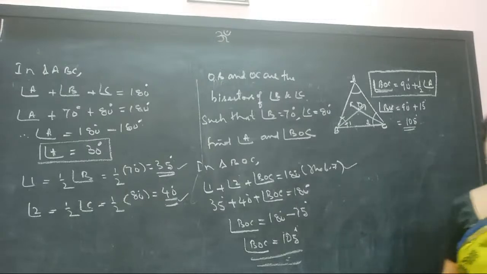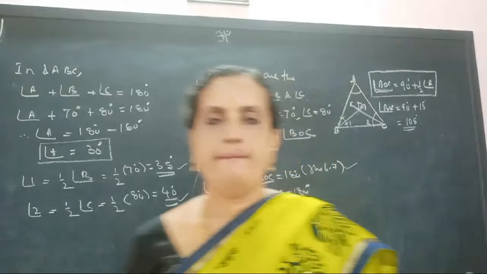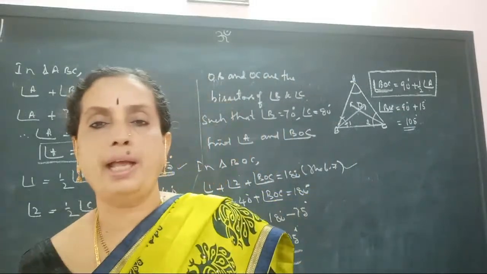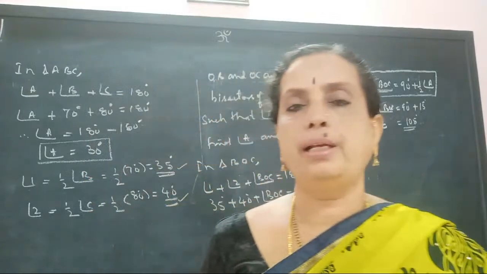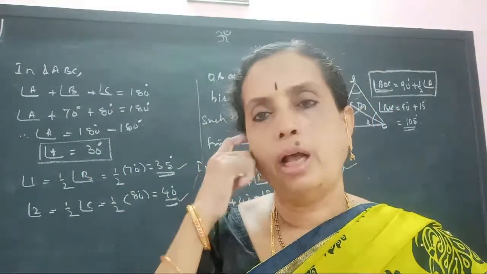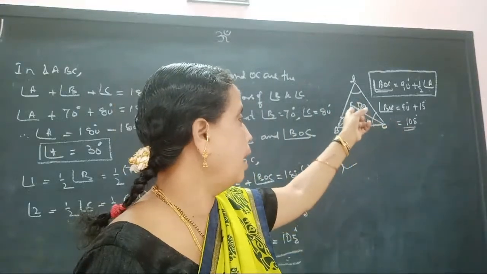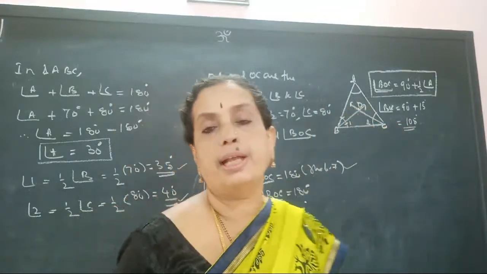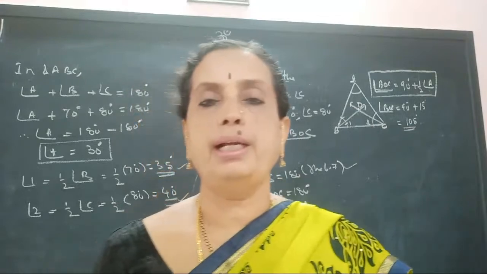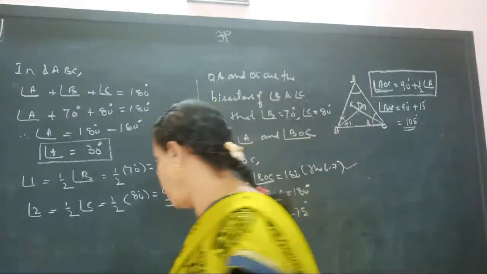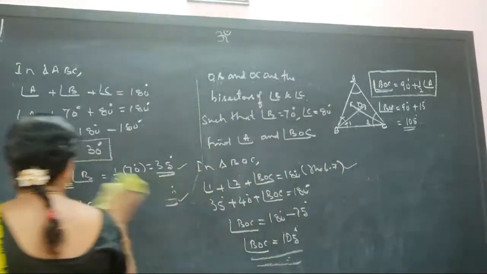So now here we have calculated angle BOC using the angle sum property with the numerical value. Now I will show you how that relation, what I have written here, angle BOC equals 90 degree plus half of angle A, holds. I will discuss it now. Okay, now take the question along with the figure.